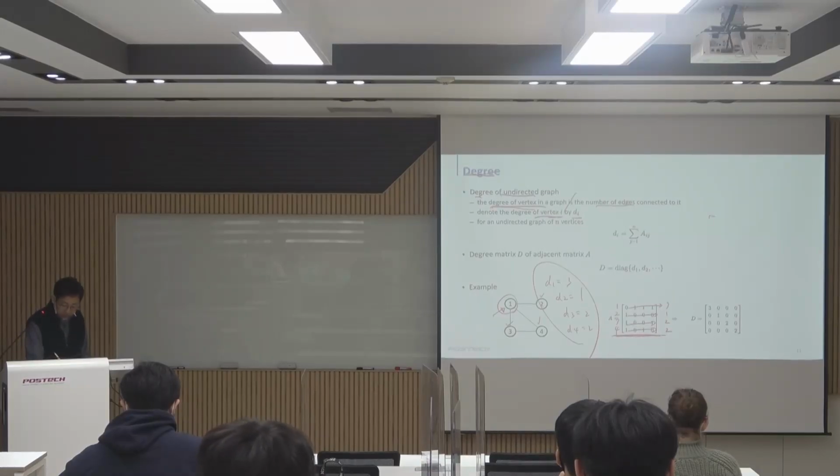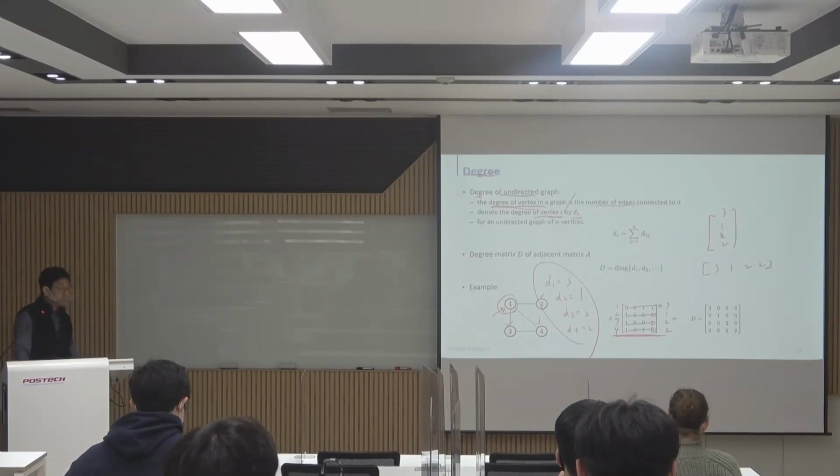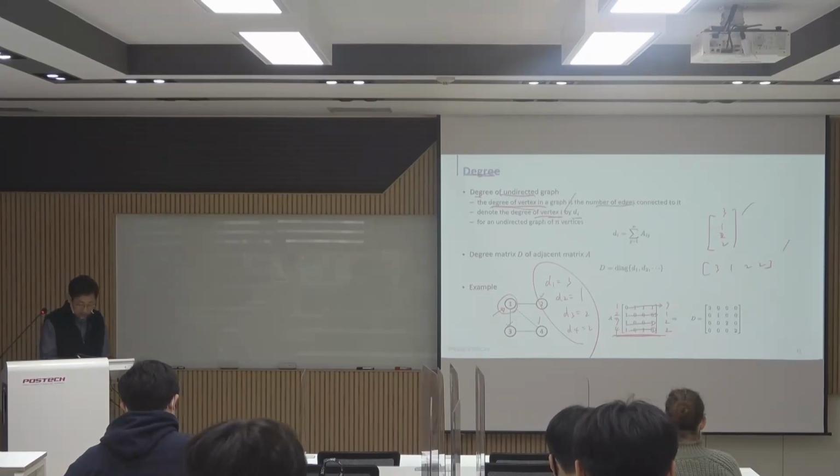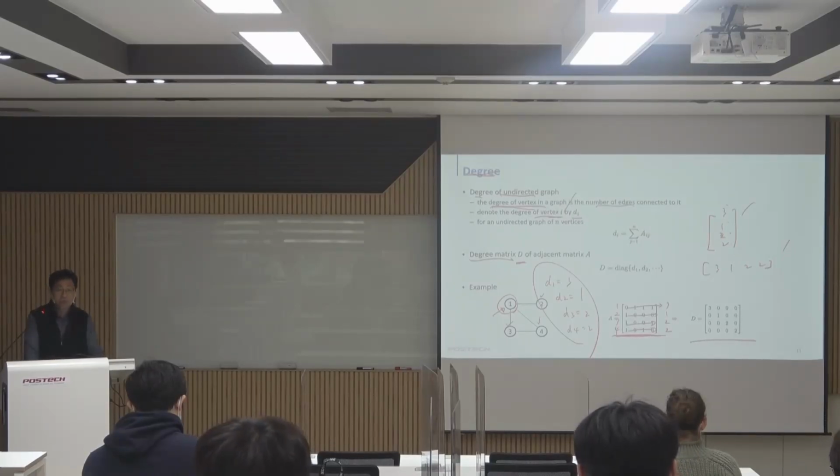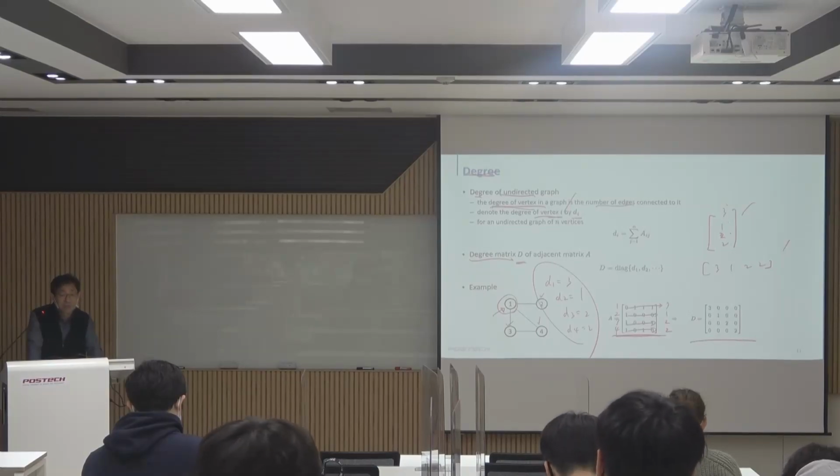So actually, for degree, you can write it this way, or in this way. And let's define, so these are the definition of degree. Let's define the degree matrix, capital D. These are the degrees, and we just create the diagonal matrix out of it. So that's the definition of the degree matrix.